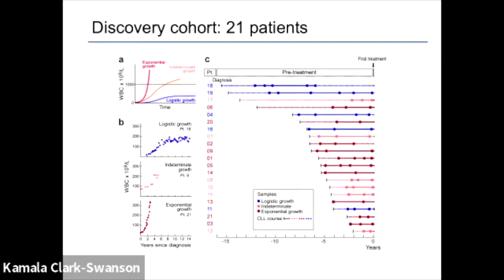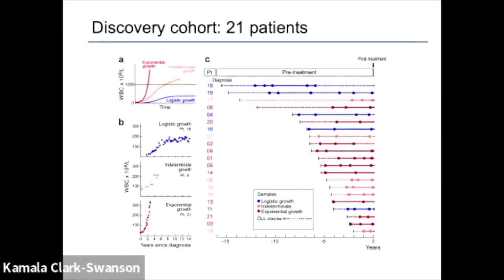But we also noticed that there's an intermediate category of patients that cannot be easily classified into one of these categories, maybe because their growth is aberrant or because we have insufficient follow-up. You can see that the logistically growing patients are depicted in blue, exponentially growing patients in red, and patients whose white blood cell counts were indeterminate are depicted here in pink.